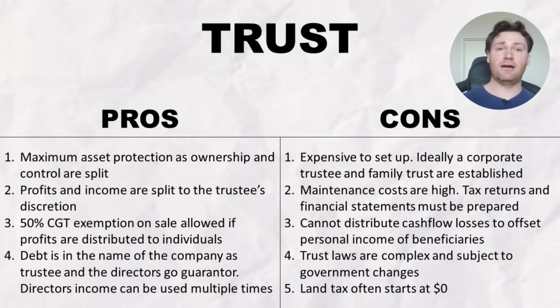Maintenance costs are higher because you have to produce tax returns and financial statements for each of the entities. You can also not distribute cash flow losses to offset personal income using a trust. Whereas with the individual or the partnership, if the investment made a loss, you can claim that against your personal income. You can't do that with a trust.